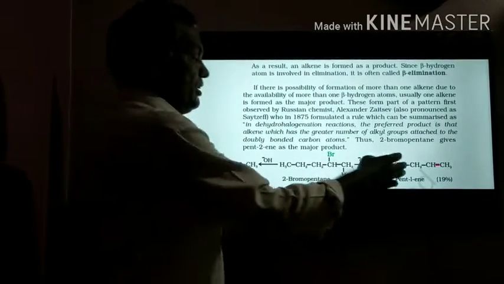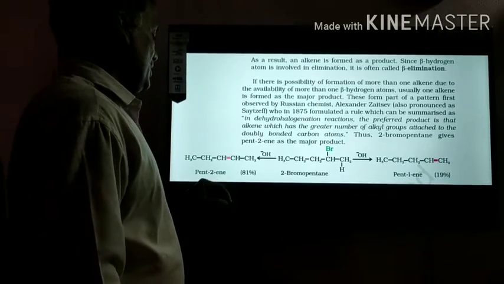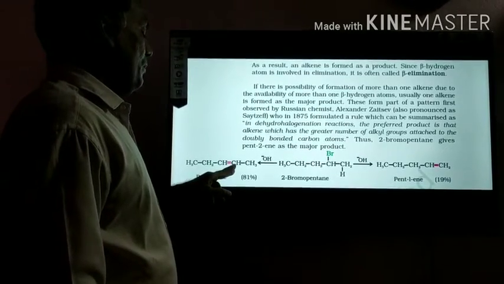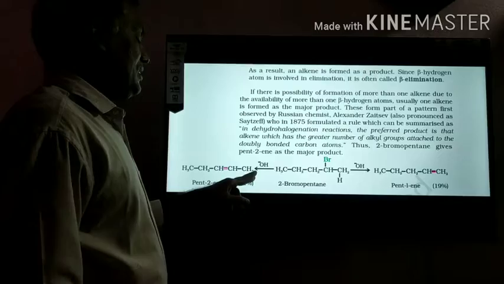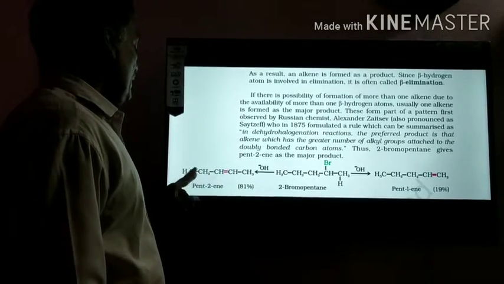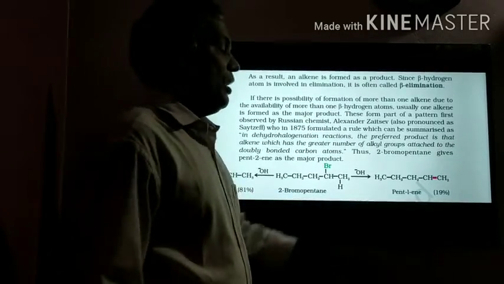When these two possibilities are there, now observe this one. These are the double bonded carbon atoms. Here one methyl group is there. On this side two methyl groups are there. But here, if you observe it, this side has no alkyl groups.